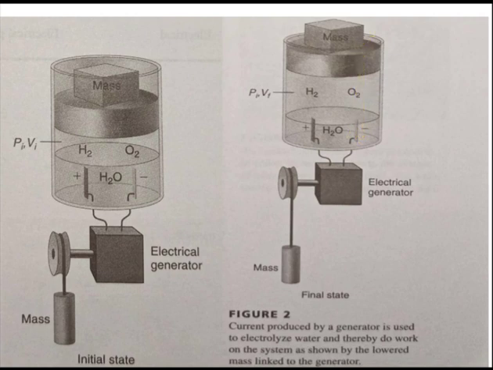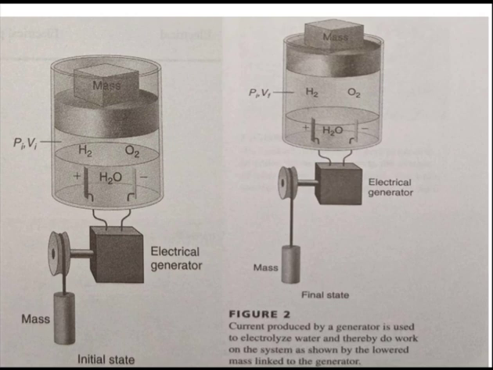The current produced by a generator is used to electrolyze water and thereby do work on the system, as shown by the lowered mass linked to the generator. And here system also does work on the surroundings through the increase in the volume of the gas phase at the constant external pressure Pi, as shown by the raised mass on the piston.